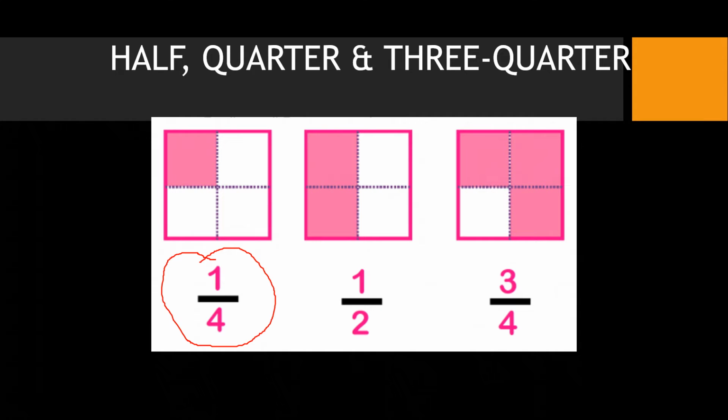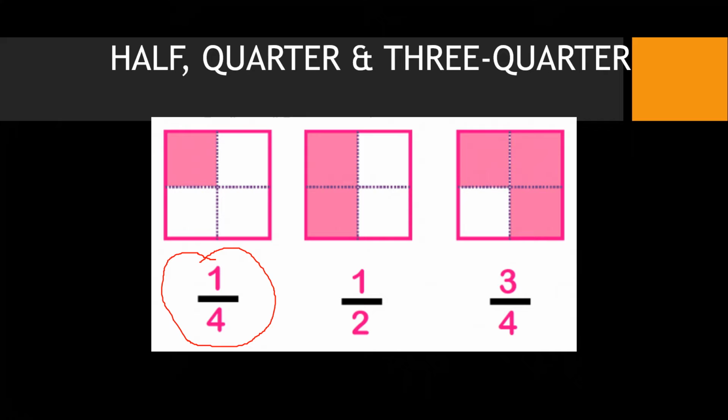I will explain to you 1 over 4. Why you have 1 on top and why you have 4 at the bottom. Always remember the number on top, which is 1, we call this numerator. The number at the bottom, which is 4, we call it denominator. Okay, denominator. Can, guys? All right.